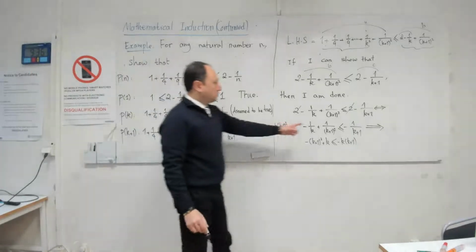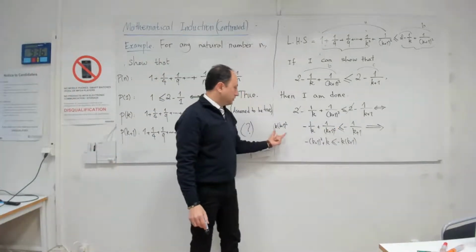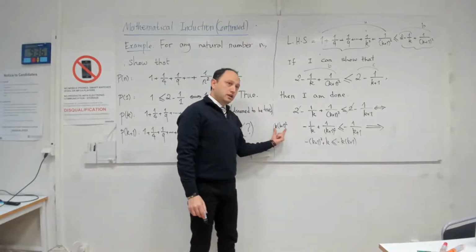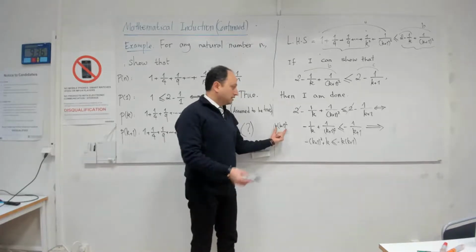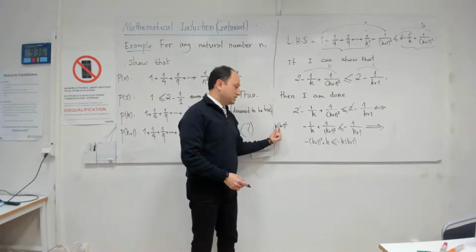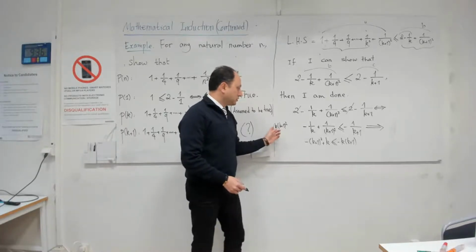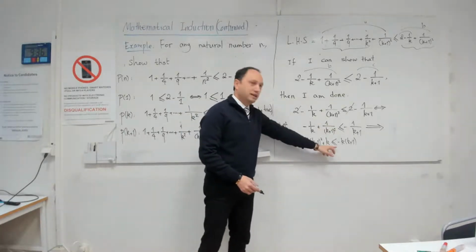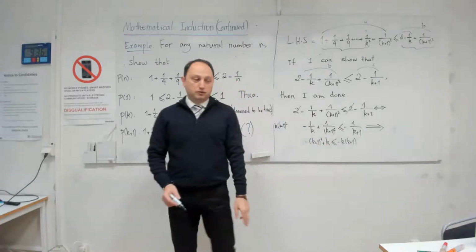Why? Because when I am multiplying an inequality, I have to be careful. This number should be non-negative or should be negative so that I know what to do. But in this case, I know that this is positive because k is a natural number. That's also positive. So it means that when I multiply, I can keep this inequality in that direction.